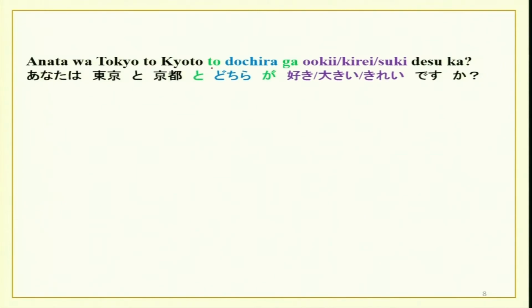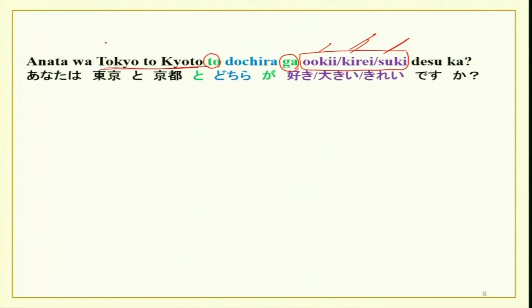Anata wa Tokyo to Kyoto to dochira ga ookii, suki, kirei desu ka? So, you can use any adjective you want over here depending on what you are using here. Please remember that you just can't use adjectives randomly. So, anata wa Tokyo to Kyoto to dochira ga ookii desu ka? Which one is larger or bigger or more beautiful or ski? Which one do you like? Do you like Tokyo? Do you like Kyoto?